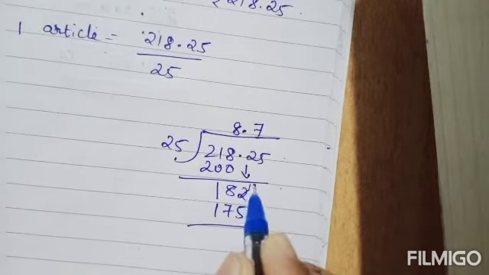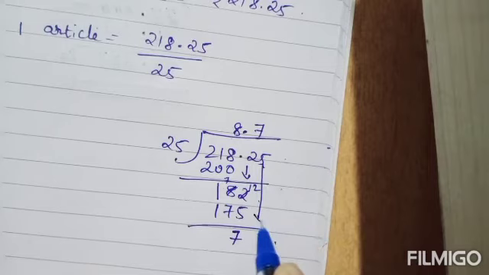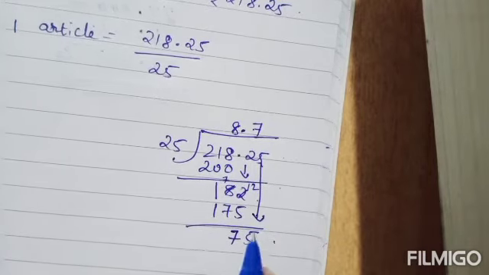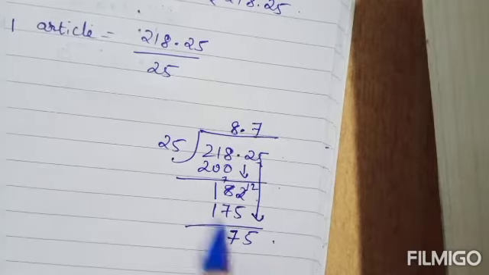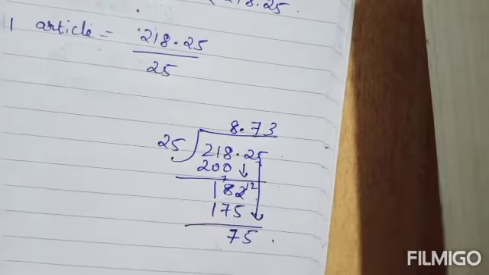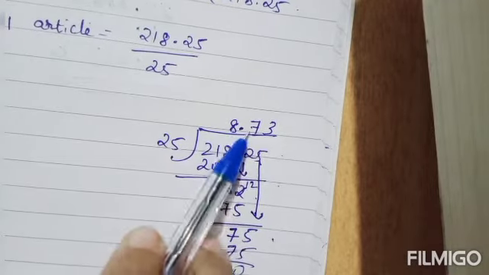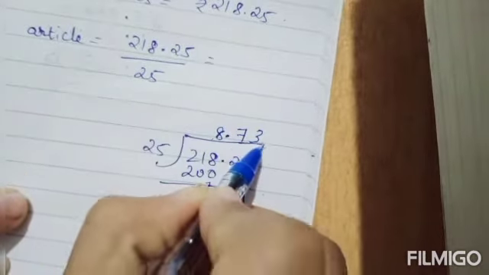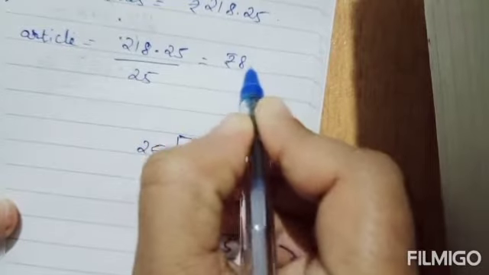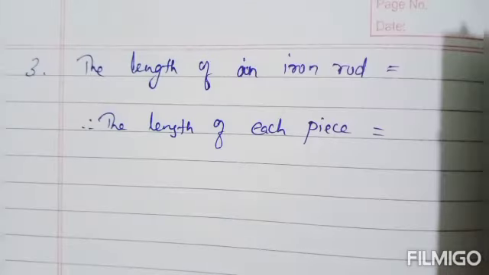Okay, now doing subtraction, what will you get? Here 7. Now 5 you can write down. 7 you got as remainder, 5 you can write down. So 75. 75 divided by 25 it is 3. 25 into 3, 75. Remainder you got 0. So the answer is, the cost of one article is rupees 8.73. You can write rupees 8.73.